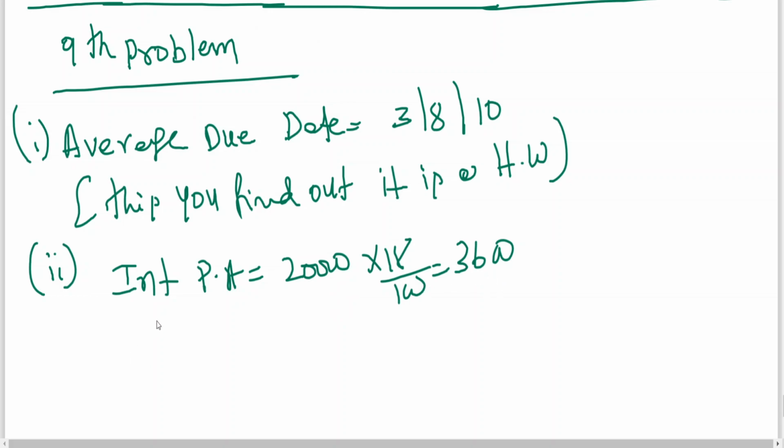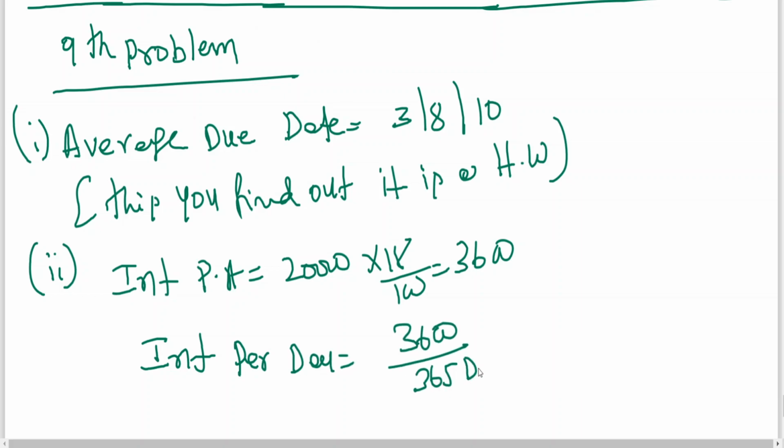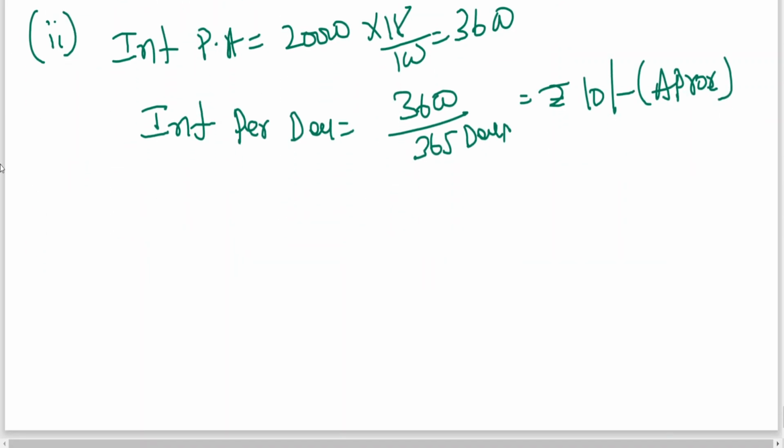20,000 at 18%, 3,600. Now interest per day, 3,600 by 365 days. So if you take a calculator, 3,600 divided by 365, 9.86, approximately 10 rupees you are getting. Per day interest is 10 rupees. So simple point.